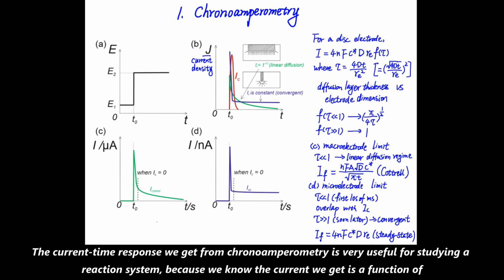The current time response we get from a chronoamperometry is very useful for studying a reaction system, because we know the current we get is a function of the number of electrons transferred, the bulk concentration, as well as the diffusion coefficient. So as long as we know two of the three quantities, we can derive the third one. In particular, if we know the bulk concentration and the diffusion coefficient of the reaction species, then we can know the number of electrons transferred during the elemental process. And this would be very useful for probing the unknown reaction mechanism.